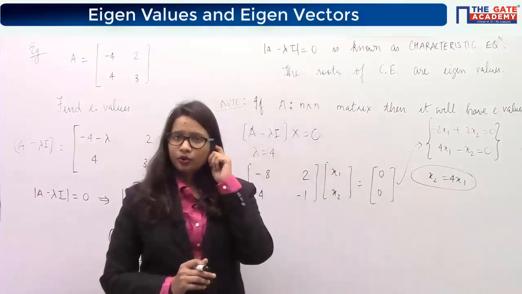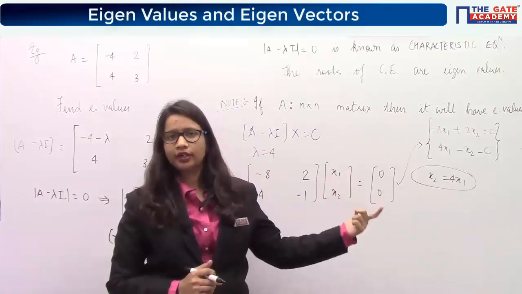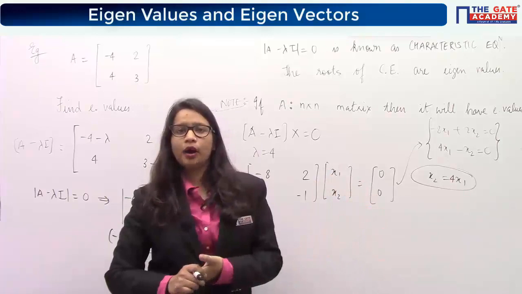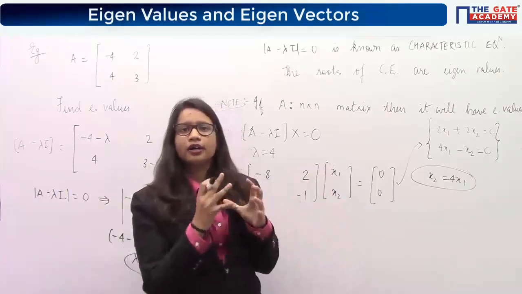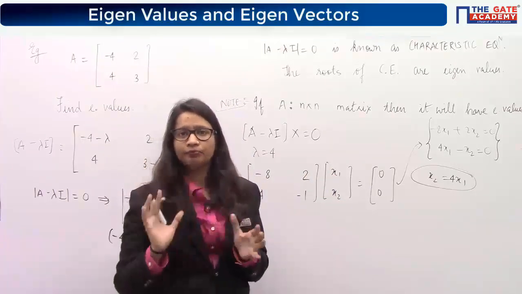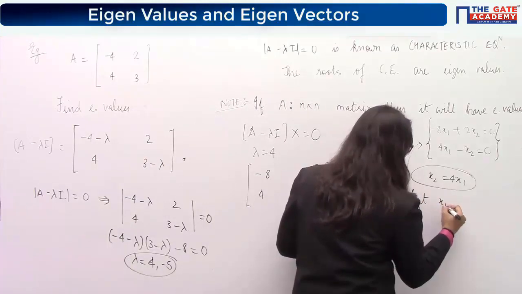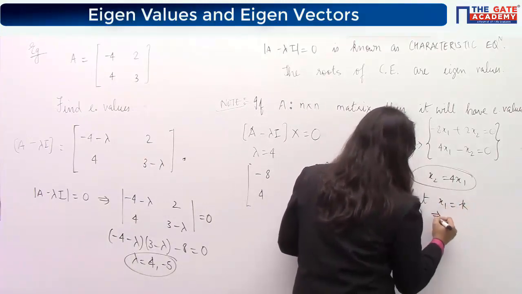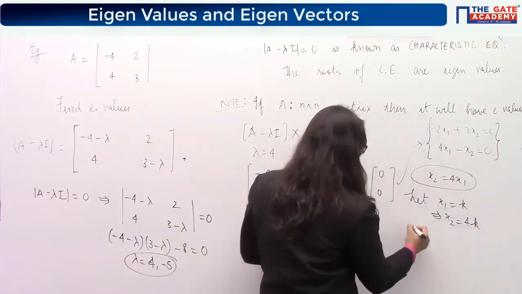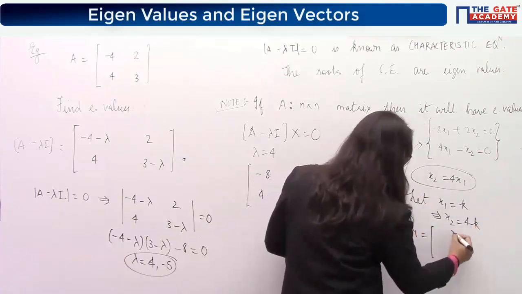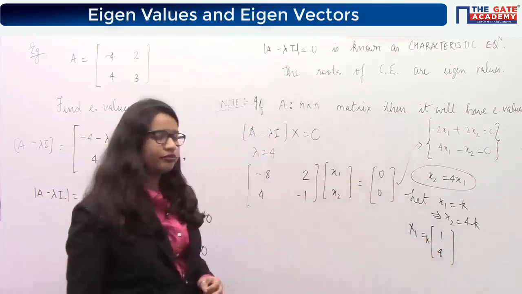Okay, now one thing to note here: whenever you have infinite solutions, if you want to write down the solution, you will be required to assume one of the variables as some constant. So we will say let x1 be equal to k. According to this equation, x2 will turn out to be 4k, so that the x1 vector, the eigenvector, will be k times [1, 4].